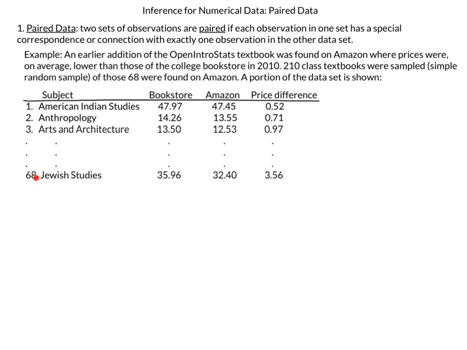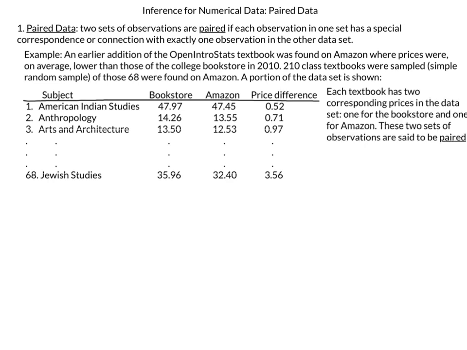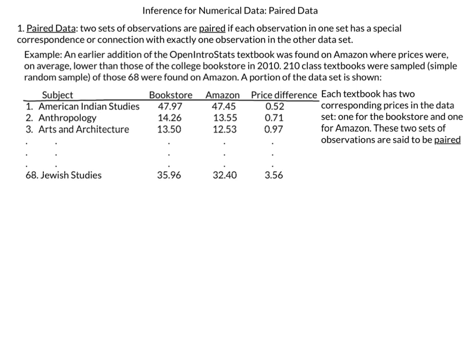We have 68 books, and we didn't list all 68. We can see at the campus bookstore this textbook for American Indian Studies was $47.97. On Amazon, it looks like it's a little bit cheaper, 52 cents cheaper. And then you can see the rest for the other books listed here. Each textbook then has two corresponding prices in the data set, one for the bookstore and one for Amazon. These sets of observations are said to be paired.